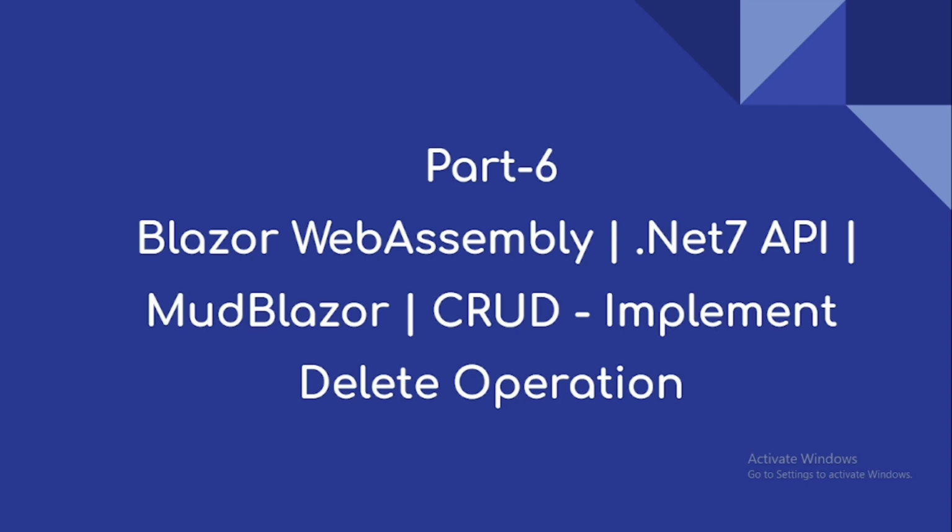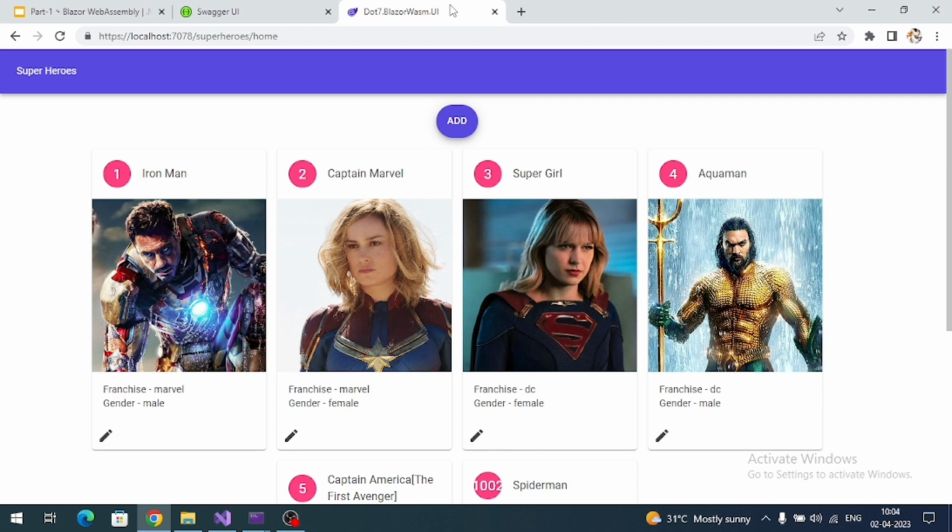Today's video is on Blazor WebAssembly CRUD sample using .NET 7 API as backend and MudBlazor library as UI. The main aim of this video is to implement the delete operation. To implement delete operation, we need to create a delete endpoint in our API project. And in the Blazor WebAssembly application, we are going to show a pop-up before deleting the item. That pop-up we are going to consume from MudBlazor components.